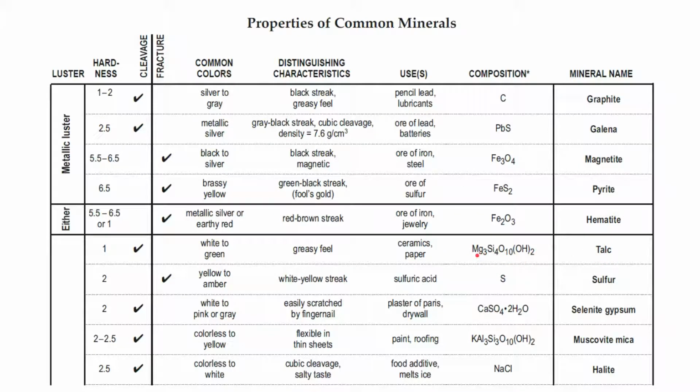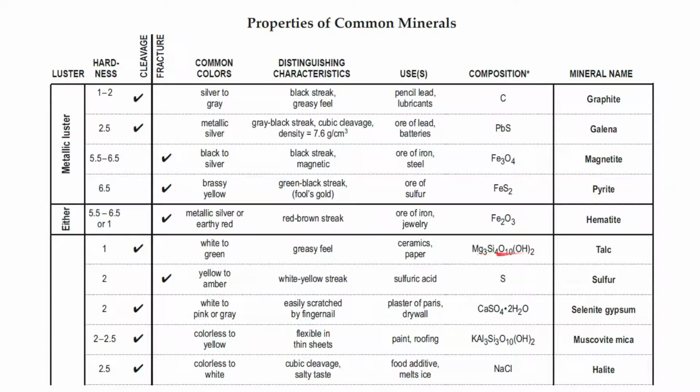Okay, so that has Mg3Si4O10 and (OH)2. So these are all of the elements in here. Mg is an element, Si is an element, O is an element, as is H. So there's 4 different elements in here.